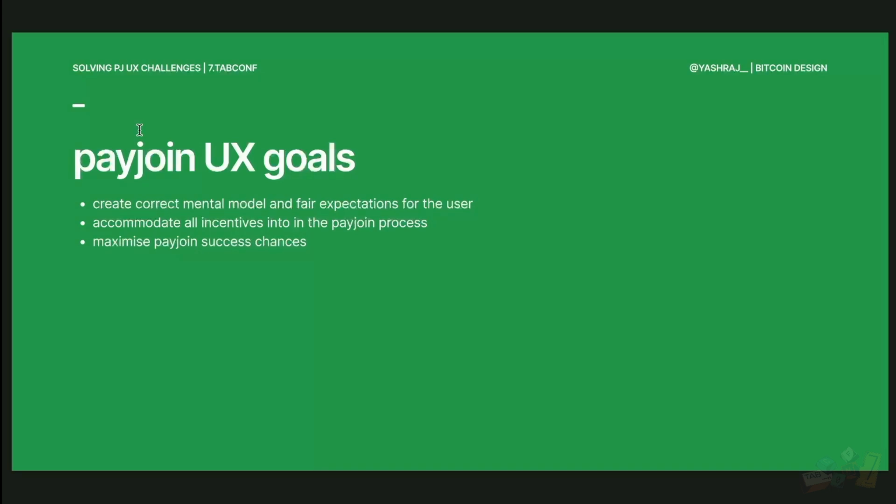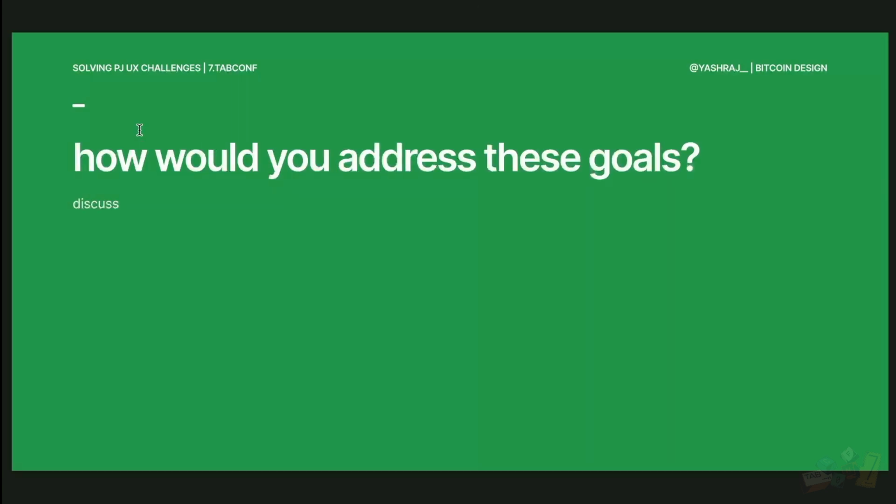One of the signers is in Hawaii or somewhere, things like that. It's these things, and maximize PayJoin success chances. Whenever the interface, the product, is being designed, think about, okay, how can I maximize the chances of success? So I think this is the point.